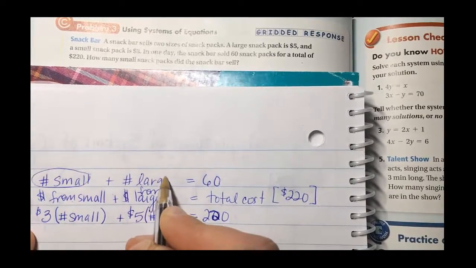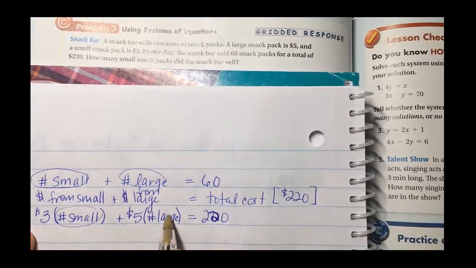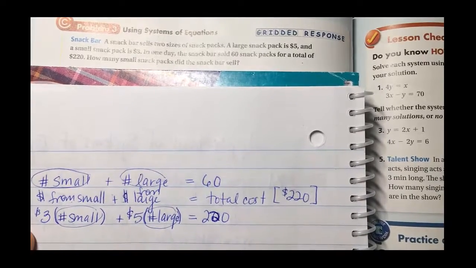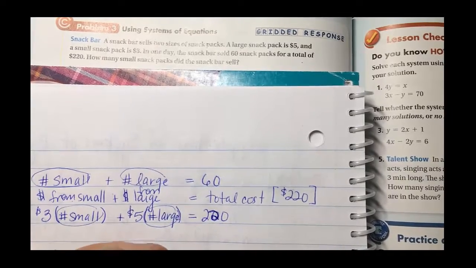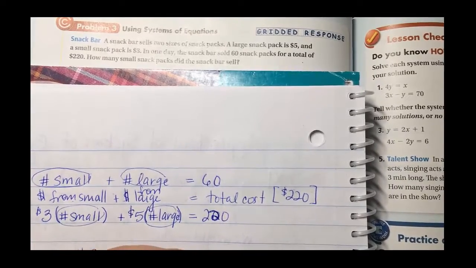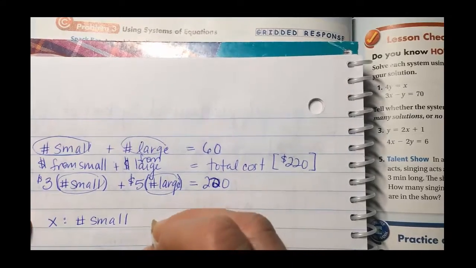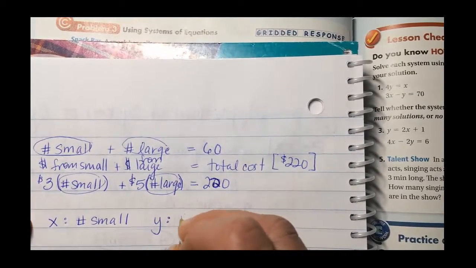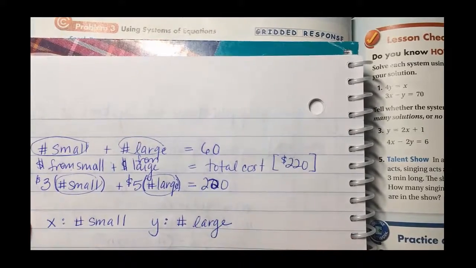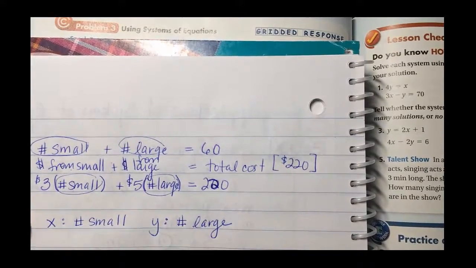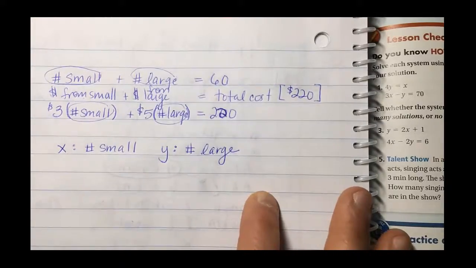It's $220. Okay, so this helps me really understand this a little bit better, because I can see now that I've got number of small, number of large, number of small, number of large. Okay, so I'm just going to use X and Y this time. X is going to stand for number of small snack packs, and Y is going to stand for number of large snack packs.